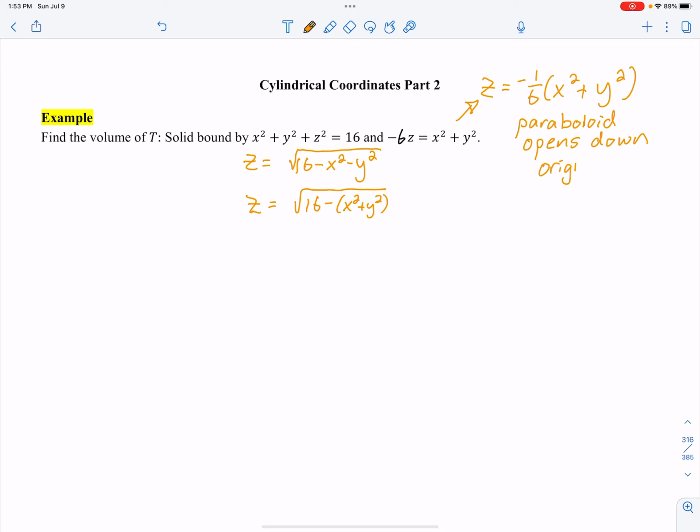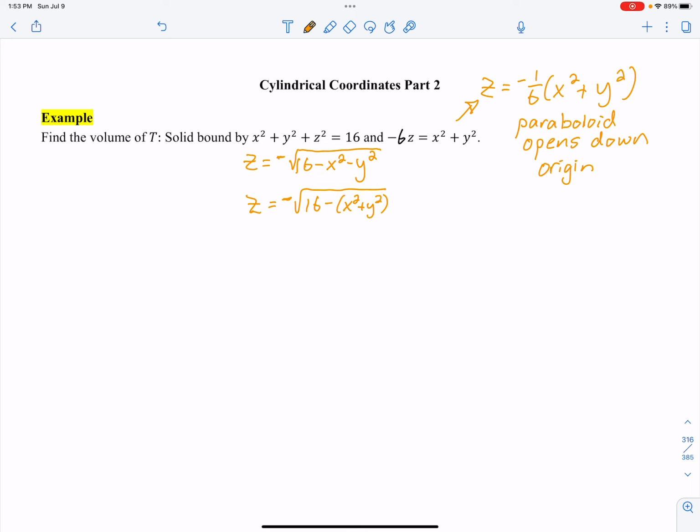The other thing is a whole sphere. If I look at it like that, that's a sphere with radius 4, but the plus and minus is going to give me hemispheres. But I'm opening down here, and I want to capture it with the lower half of the sphere, so this is going to have to be negative. All right, so we have that. That doesn't tell us much as it stands.